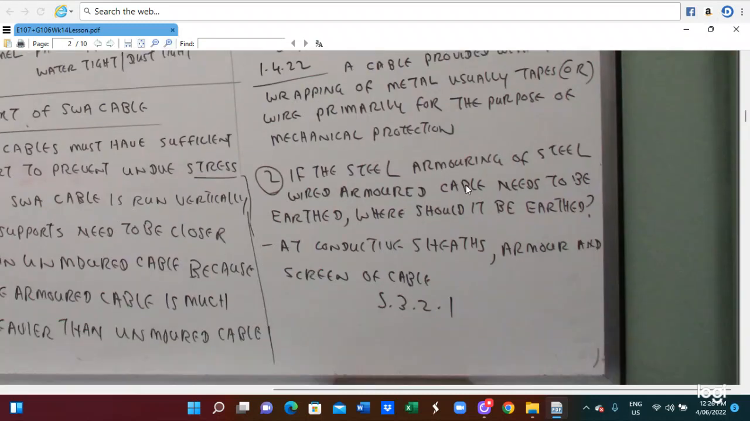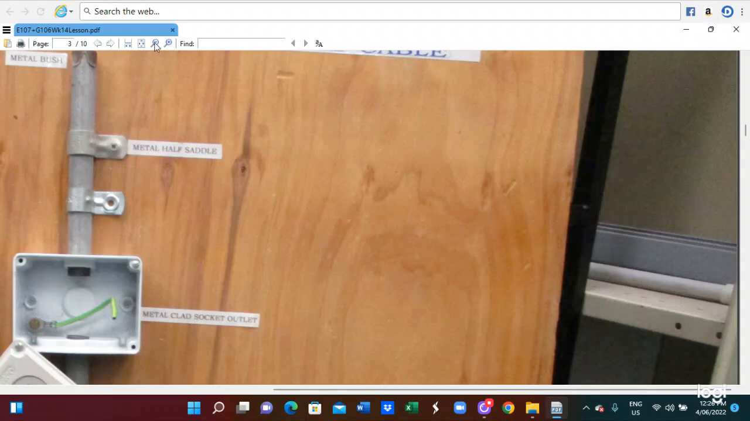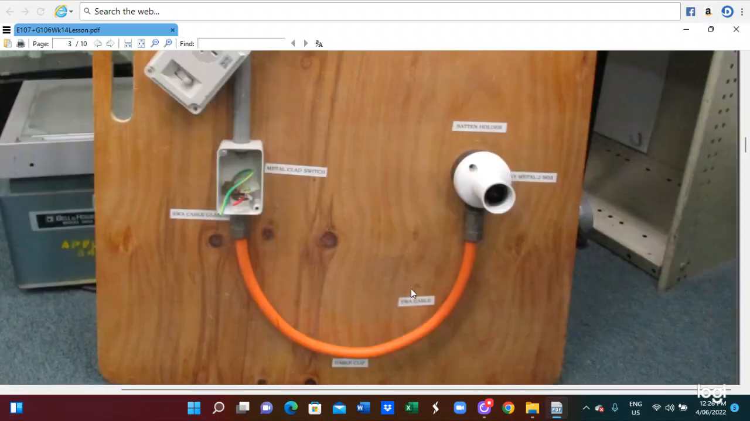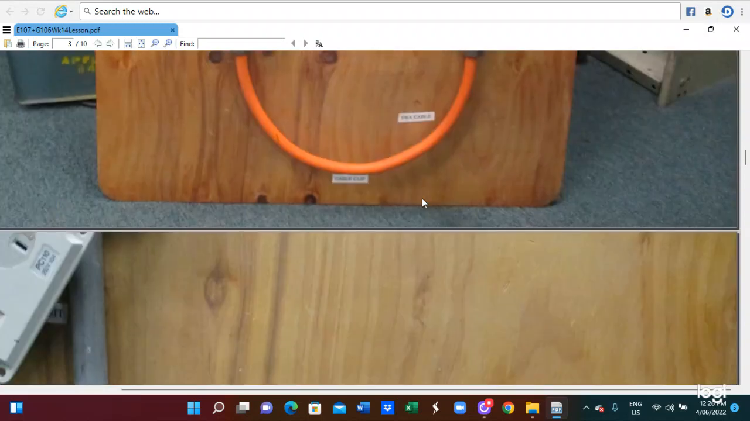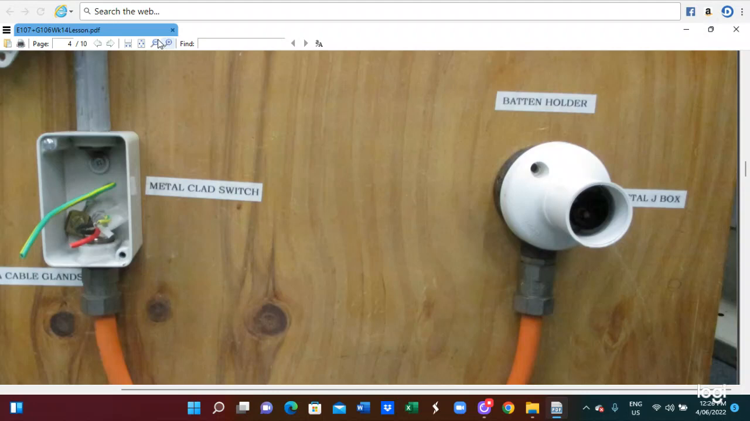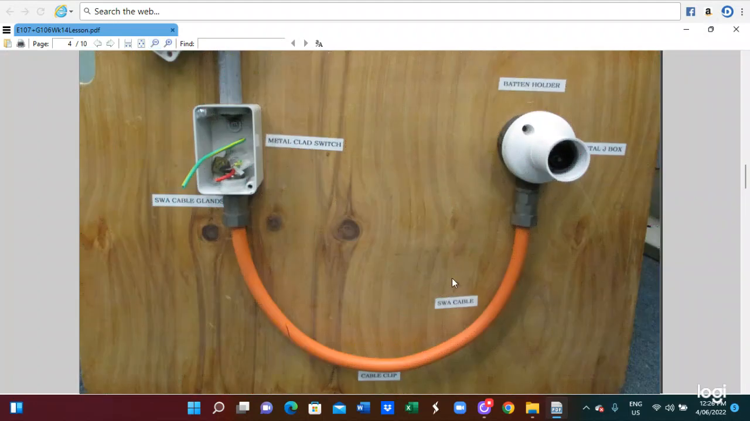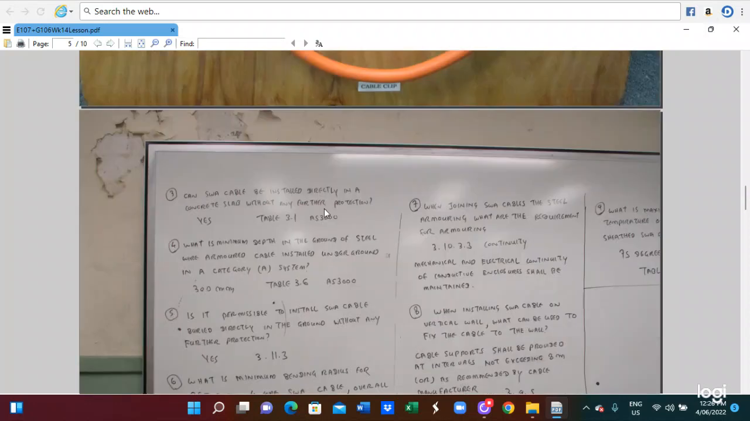If the steel wire armor cable needs to be added, where should it be added? In this case, at the conducting sheath, armor and the skin of the cable. So we follow 5.3.2.1. This is for the connection of the steel wire armor cable. They are SWA cable construction. So this is SWA cable and the connection to the line. This is the installation of the light holder, metal clamp, and also construction of the SWA cable.